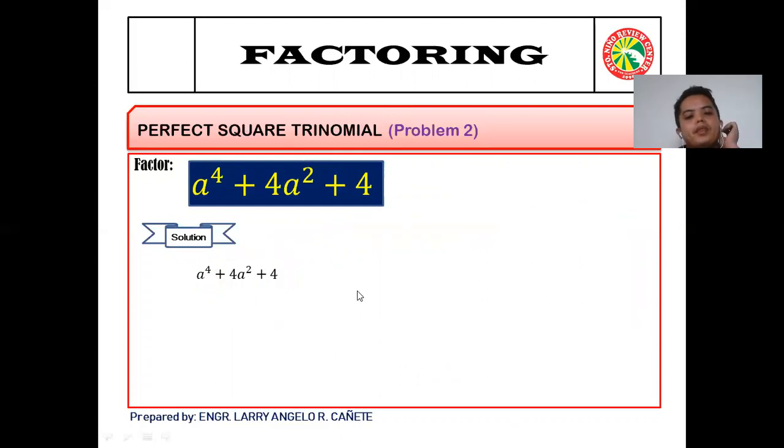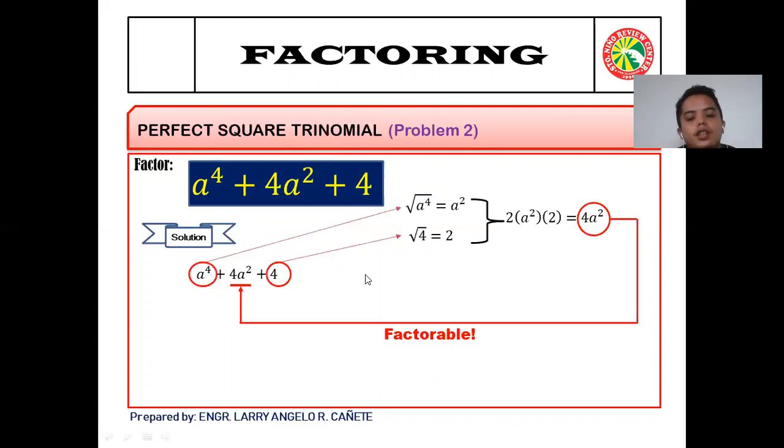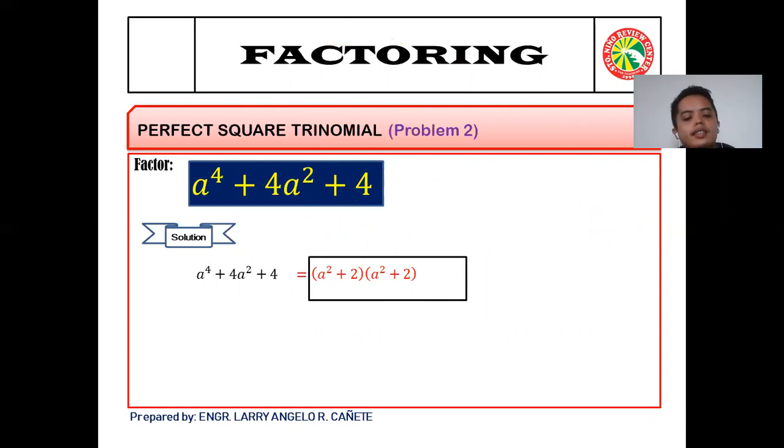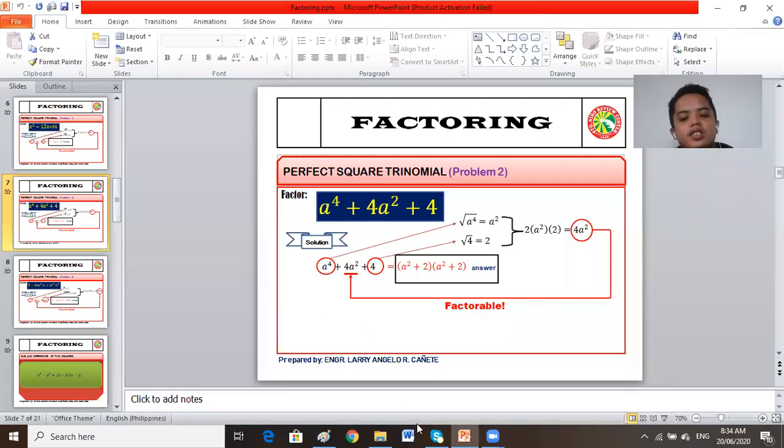Now, your a squared here and 2 would be your factor. So you start with the first one, a squared, and then for the second one, plus 2. So this is your final answer. So this is to check.